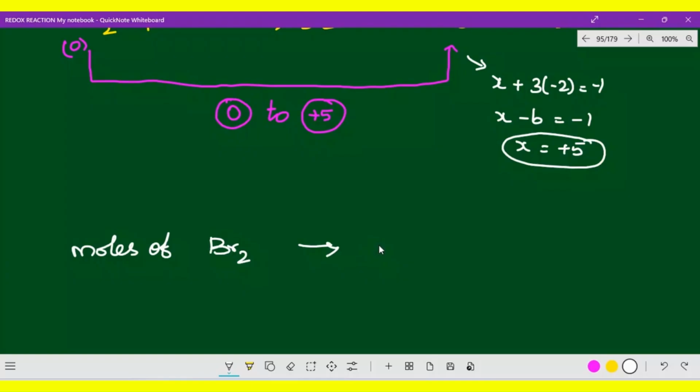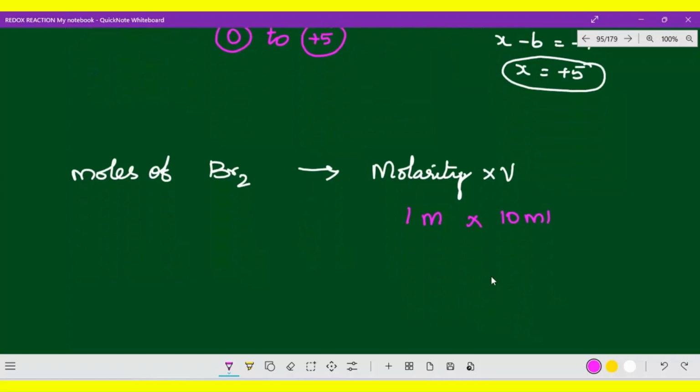Moles of Br2, generally when we are finding moles, it means molarity into volume, right? They mention molarity 1 M, and volume they mentioned is 10 ml, right? So that means mole you will get, ml only, so you will get millimole only, right? So 10 millimole. I hope you got that idea.